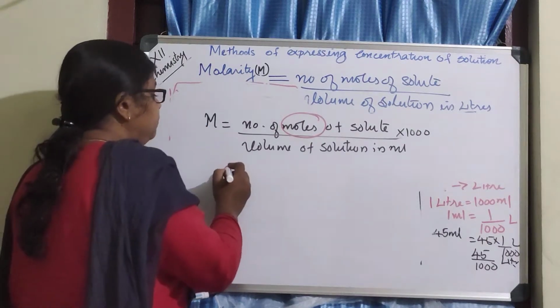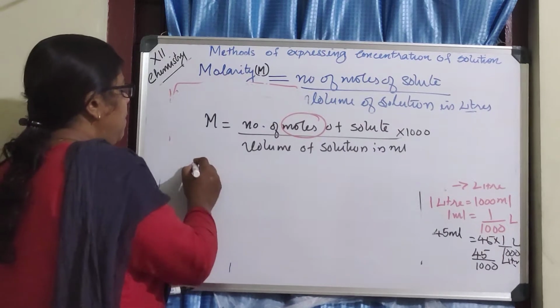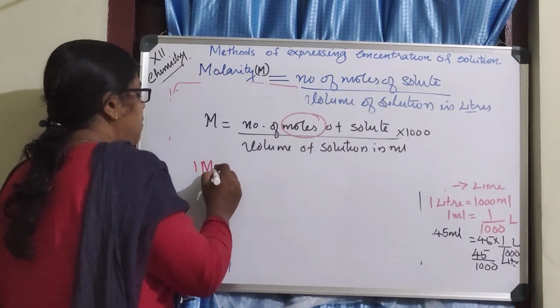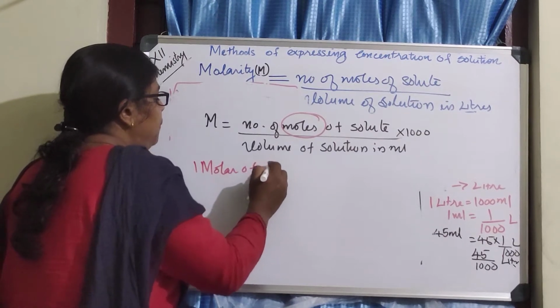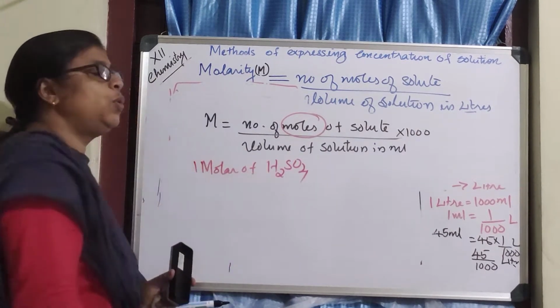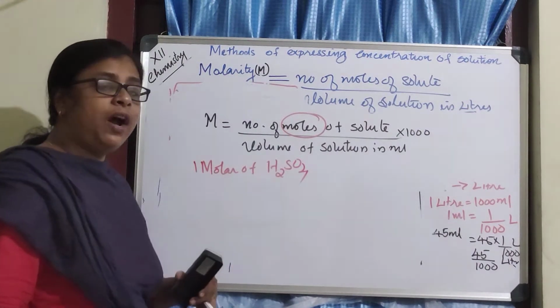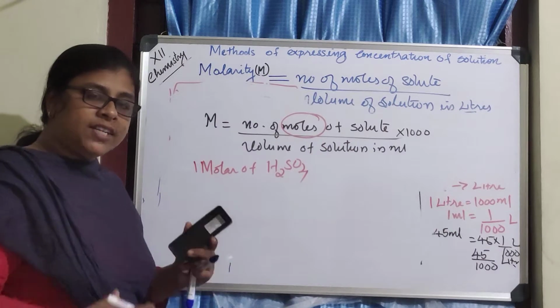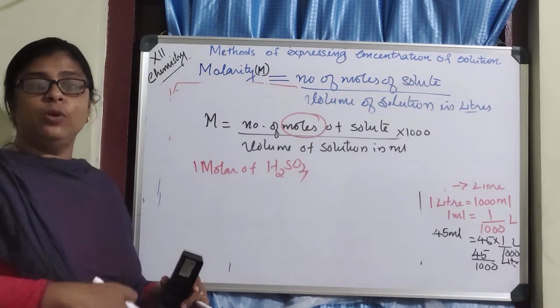So, suppose we are taking 1 molar solution of sulfuric acid, H2SO4. How can we prepare 1 molar solution of sulfuric acid? For that, how much sulfuric acid do we have to take? And what is the volume of the resulting solution?